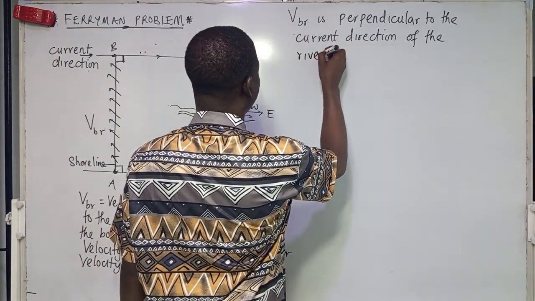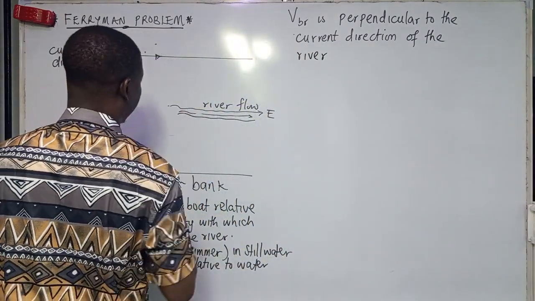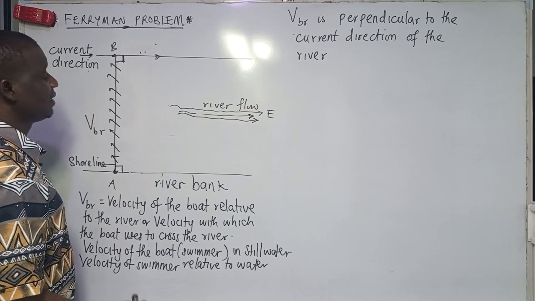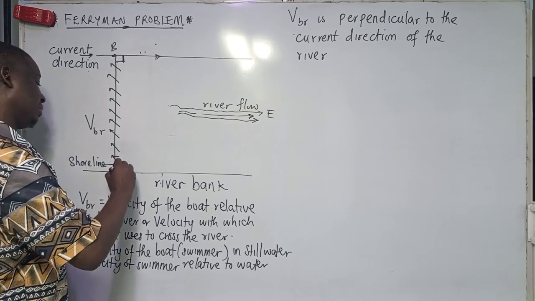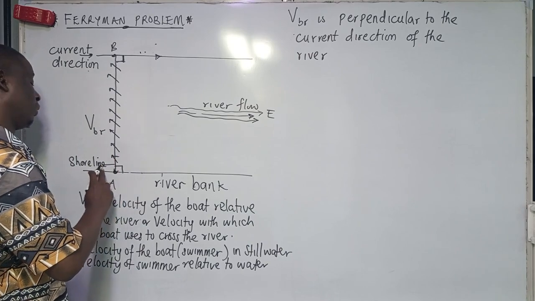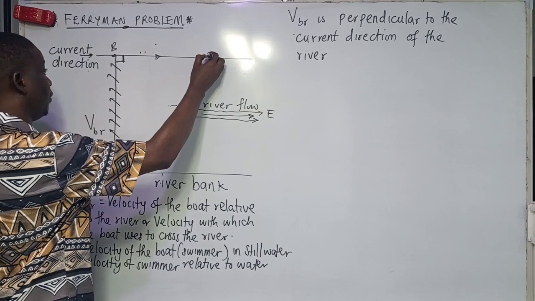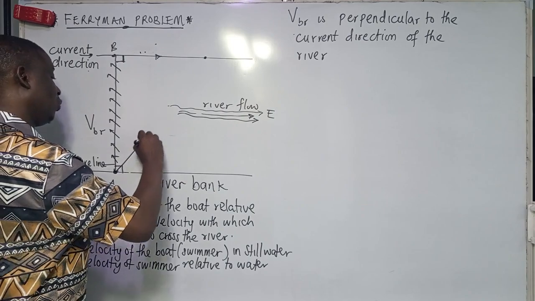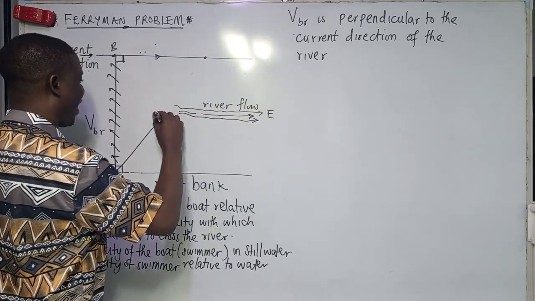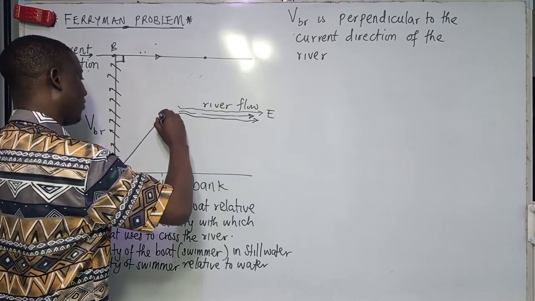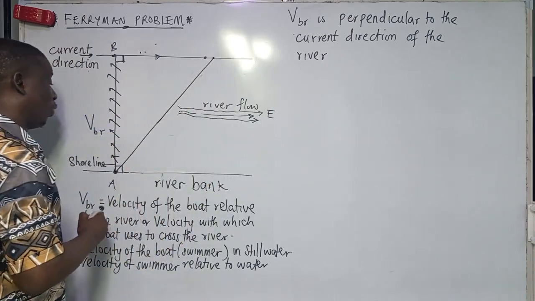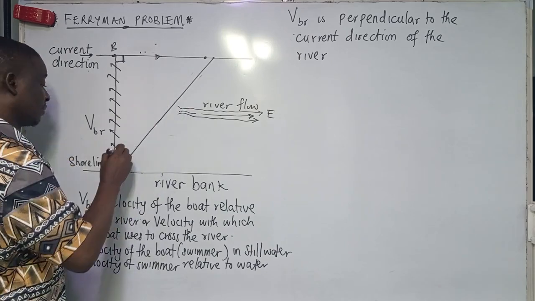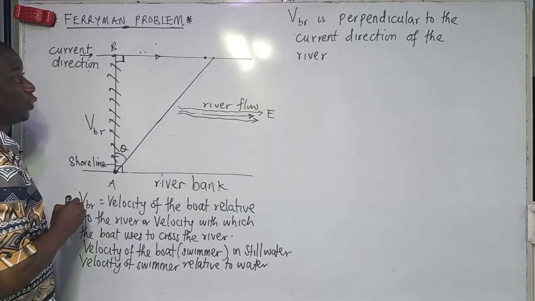Don't forget, I told you the river flows eastward. Now, there is a shoreline, and if the boat has to move to get to the opposite bank, does it move directly or with what? With what we call the actual velocity. This is the actual velocity where the boat will steer, in this direction, and that is the direction theta to the shoreline.